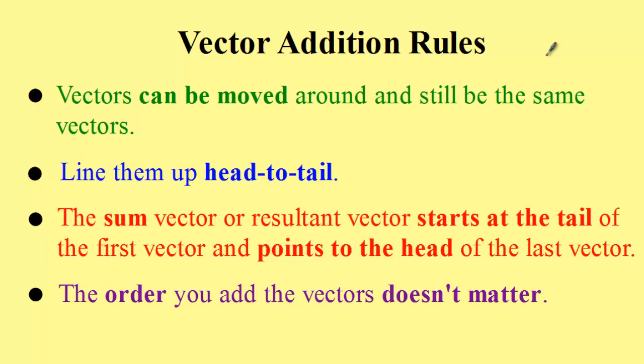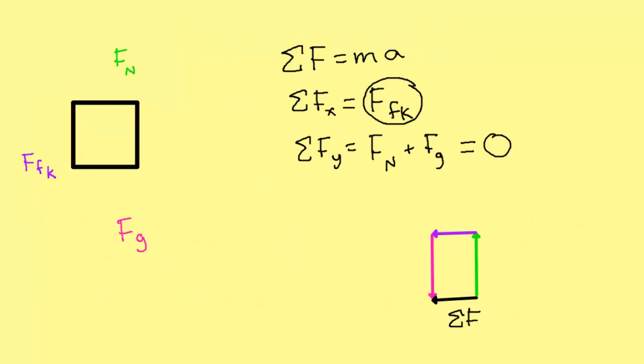The order you add the vectors doesn't matter. So we decided to add them green arrow, purple arrow, pink arrow, but we could have added them in a different order if we wanted to. So let's move that out of the way. And let's add this arrow first. Pink arrow, then green arrow.